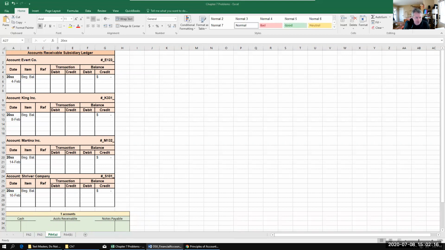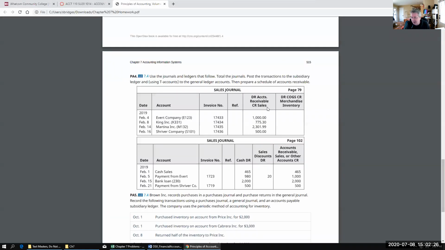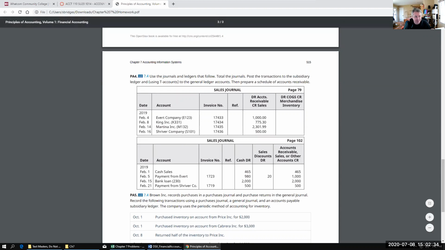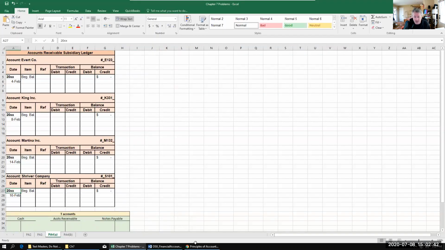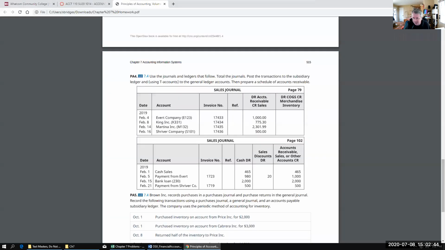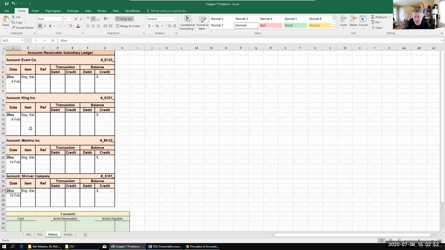So what we're going to do, making sure we're doing it correctly, is just fill this in. So we go to the problem, what do we have? We sold them something for $1,000, right? So we just want to go in here and put in their accounts receivable subsidiary ledger that they owe it. We're going to put February 4th, and let's just check the problem to make sure. Yep, February 4th, Everett Company, invoice number, and they bought $1,000 worth of stuff. So we just pop over and we put it in.